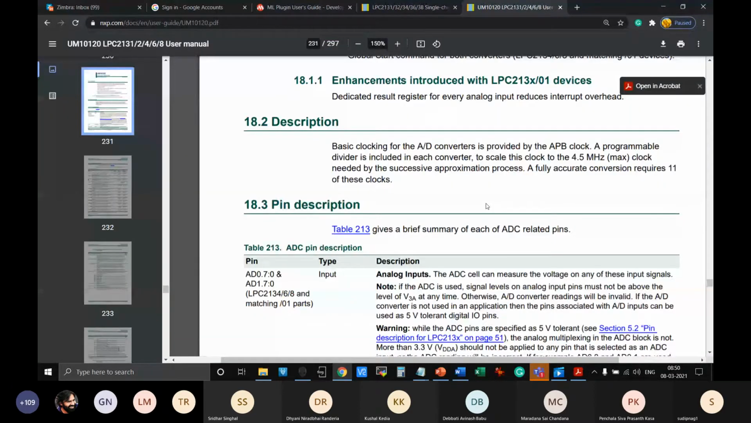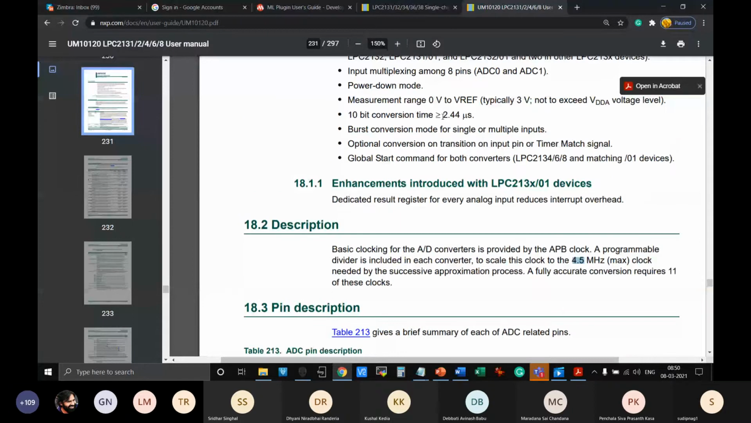Now it is written that the clock could be up to 4.5 megahertz in the case of this ADC. So the microcontroller can run at 60 megahertz, whereas you have to divide the clock frequency, and at max you are allowed to apply 4.5 megahertz to the ADC. Obviously the ADC itself utilizes this clock for its purpose, and then the effective conversion time comes to 2.44 microseconds if you are applying your clock at the maximum rate. If you reduce this clock, obviously your conversion time is going to be different. It should be longer.